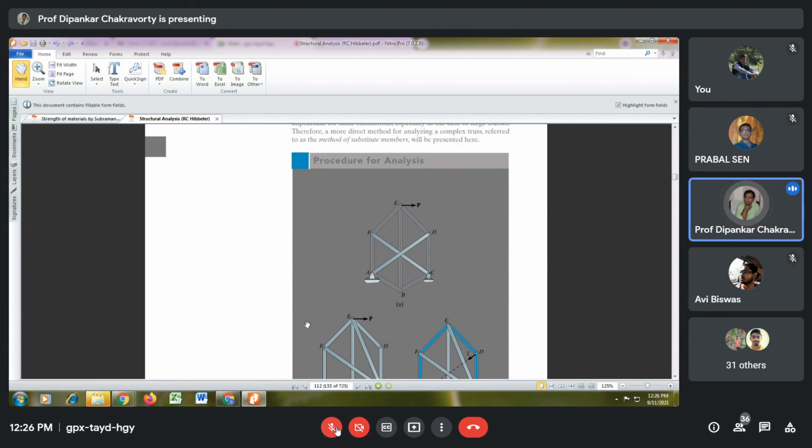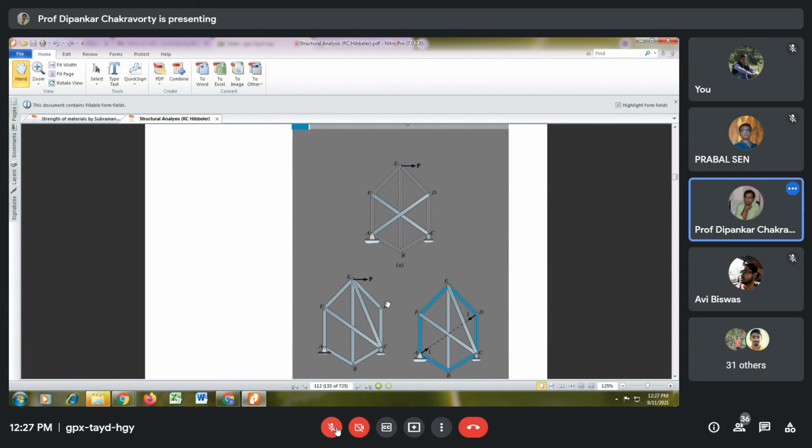You can get the reactions. You take moment here, you get the vertical reaction. You make summation of vertical forces 0, you get the vertical reaction here. You make summation of Fx is 0, you get the horizontal force here. So the external reactions are known. Now how will you start solving the member forces? Tell me how you will do it.